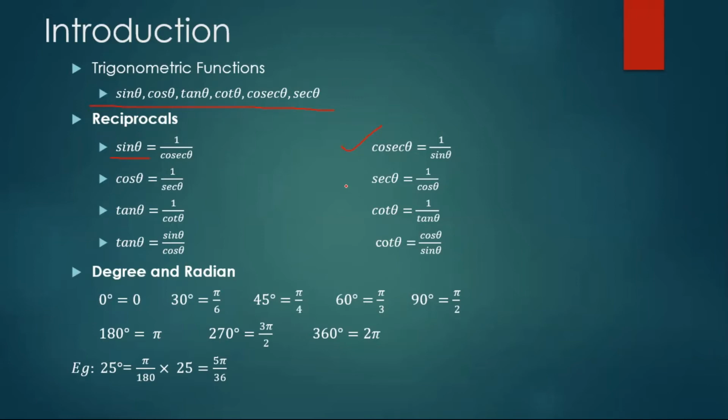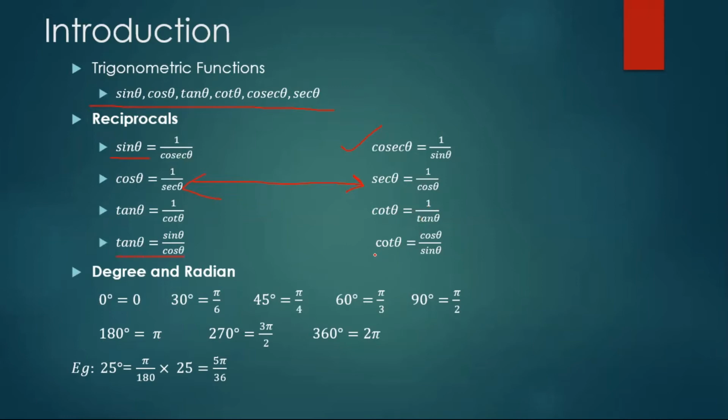Sec is the reciprocal of cos. That we can understand. Vice versa is also happening. So sec theta is equal to 1 by cos theta. Cot theta equal to 1 by tan theta. One more is there, that is tan in terms of sine and cos. That is tan theta equal to sine theta by cos theta.